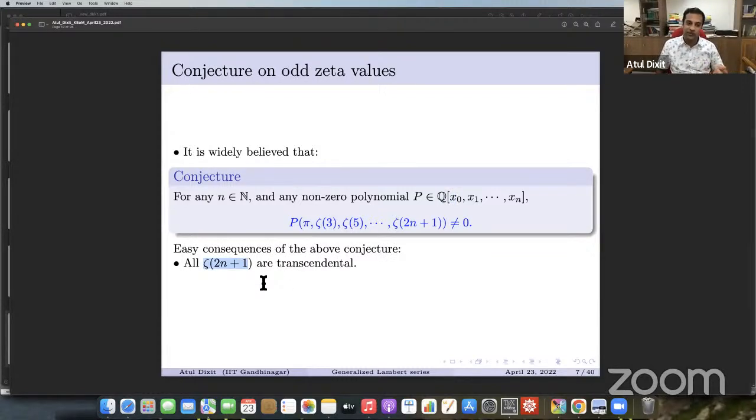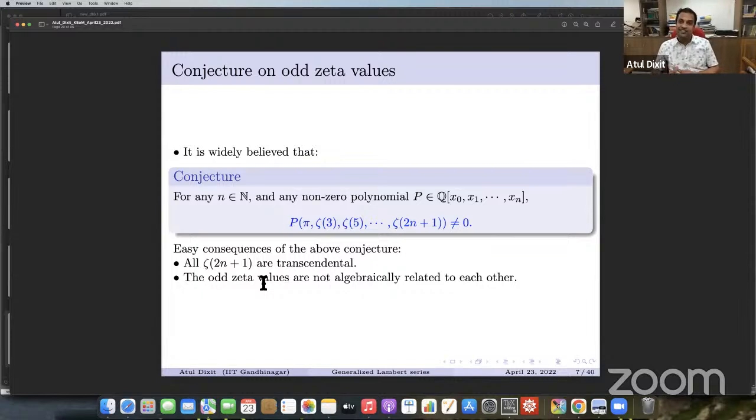And more so, it also tells us that these odd zeta values are not algebraically related to each other. In fact, we know very little about the arithmetic nature of odd zeta values. We only know that zeta of 3 is irrational, not even transcendental. We don't know about it. But zeta of 3 being irrational is a celebrated result of Apéry from 1979.